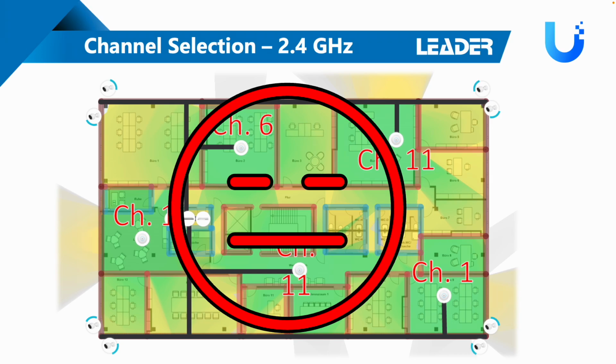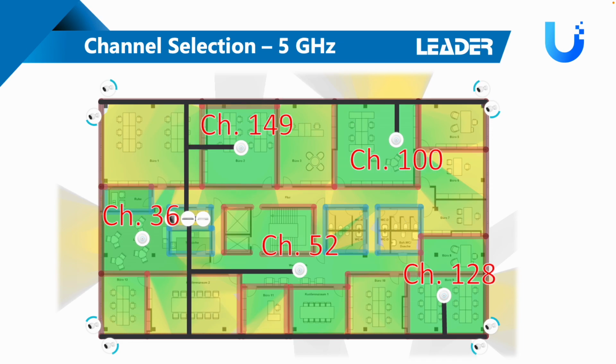Most of our consumer electronics support the 5 gigahertz space. Highly recommend using that for your faster devices instead. Let's take a look at the correct setup. So this would be set up on 5 gigahertz. We are using channel 36, 149, 52, 100, and 128.